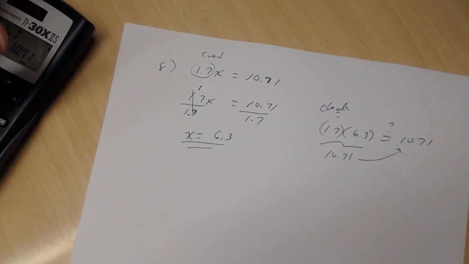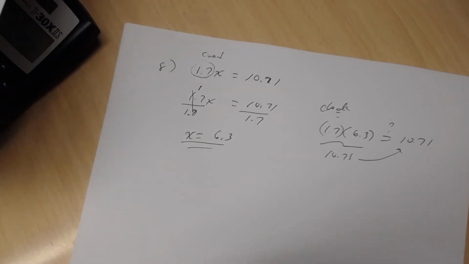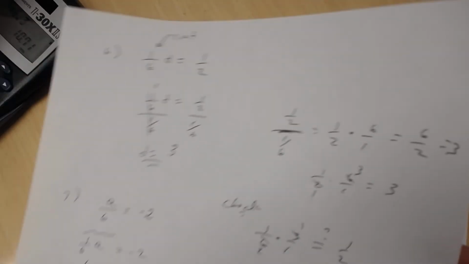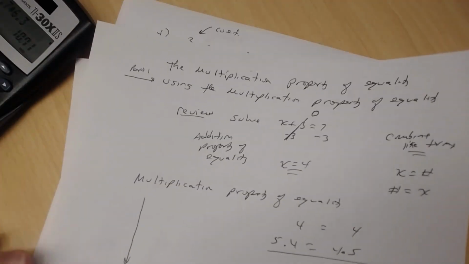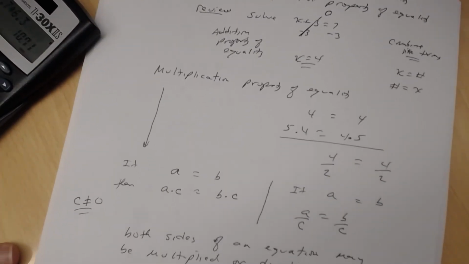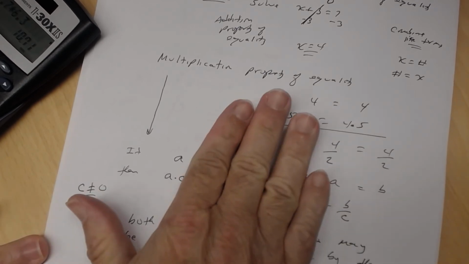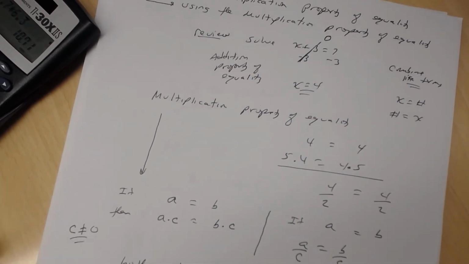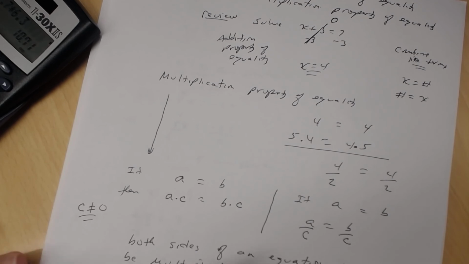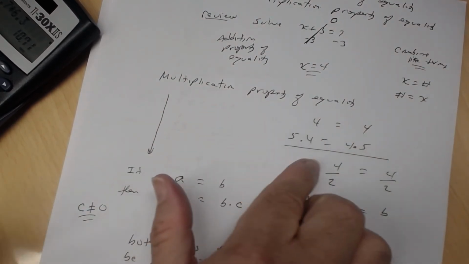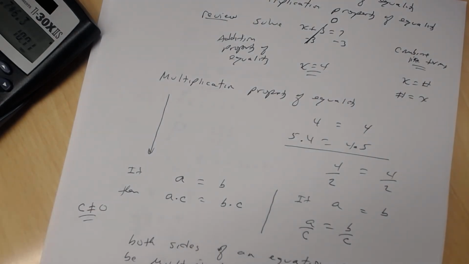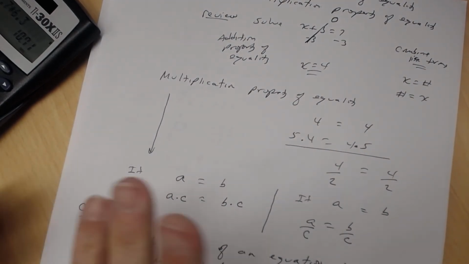Okay, so that's going to take care of this lesson on using the multiplication property of equality. In the next lesson, we're going to deal with a combination of the multiplication property of equality and the addition property of equality. So we're going to extend this further.